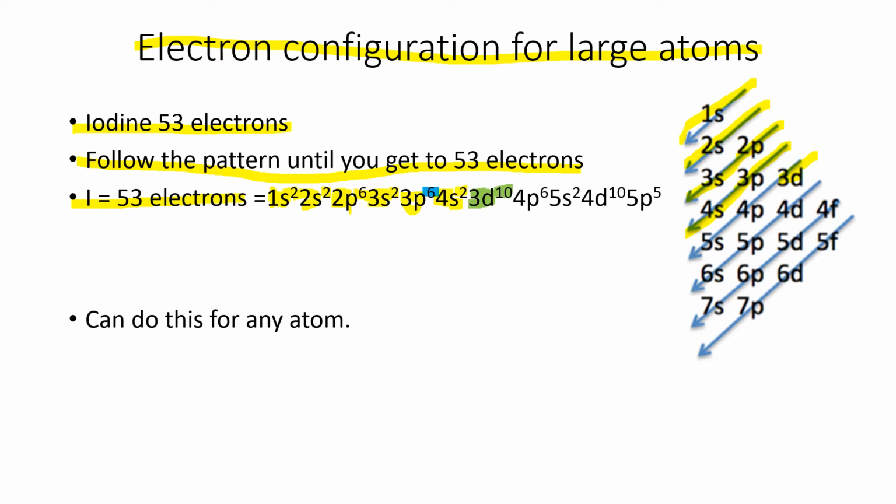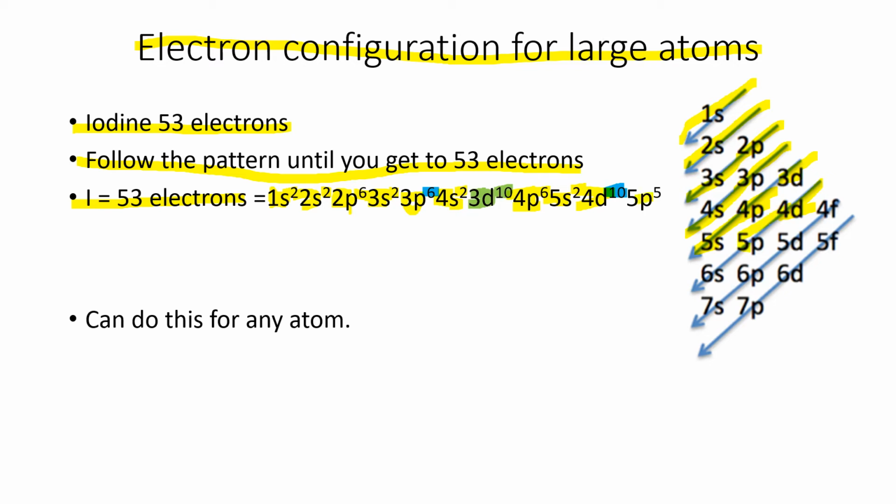What comes next after 3d in the diagonal? 4p. That's going to be my next orbital I use. How many fit in the p's? Well, we said 6 end up fitting in the p's. 4p6, still not at 53. After 4p comes 5s. How many electrons fit in the s? 2. After 5s, looking on the diagonal on the right, we're looking at 4d. How many can fit in the d's? Well, we said 10 electrons can fit in those d orbitals, 4d10. Are we at 53 yet? No. Keep going.